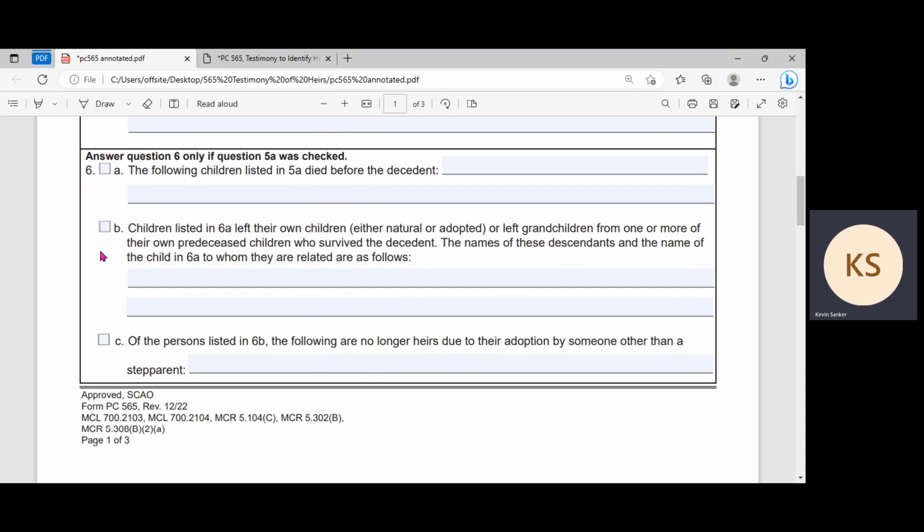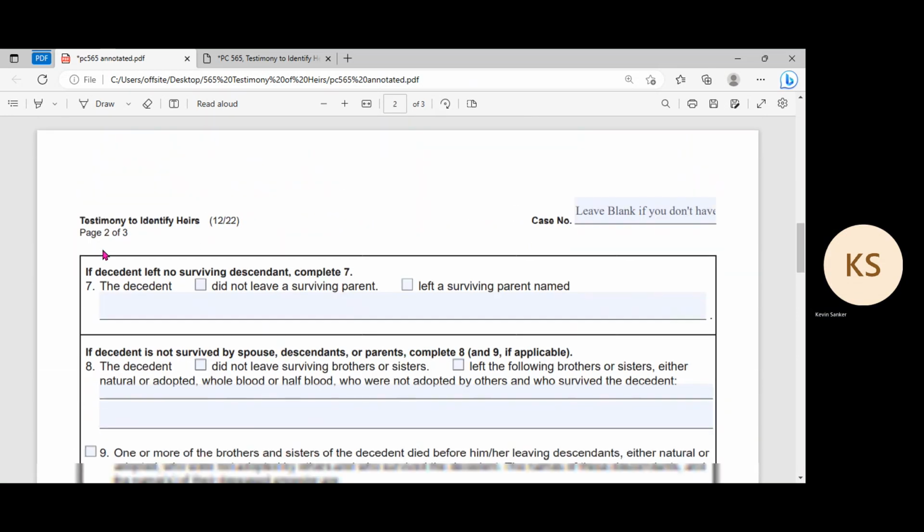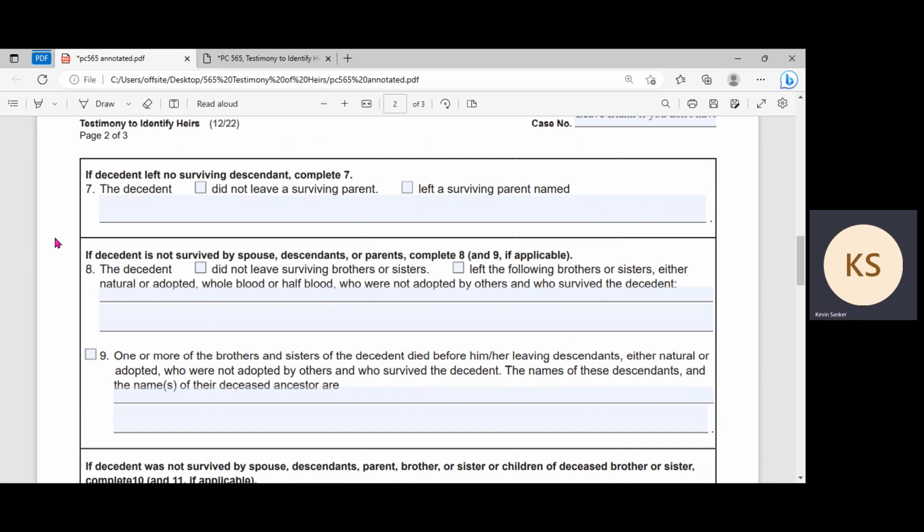6C, of the persons listed in 6B, the following are no longer heirs due to their adoption by someone other than a step parent. So perhaps a child was adopted, in which case you'll mark 6C and put in their name. Moving on to page 2, number 7.